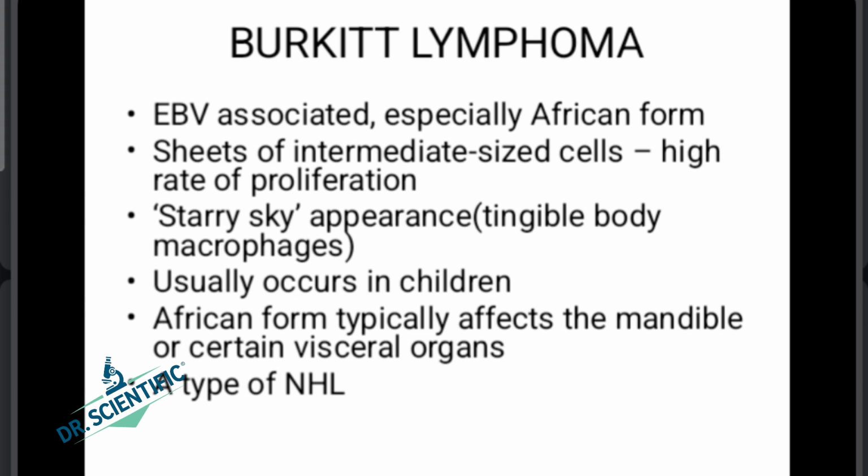If you examine the tissue under the microscope, you see that there are sheets of intermediate-sized cells. And these cells have a high rate of proliferation. So they proliferate, they multiply a lot, and there is a very high rate of proliferation of those cells.